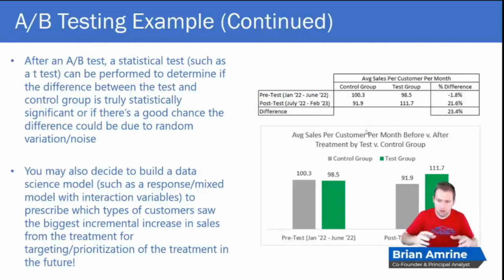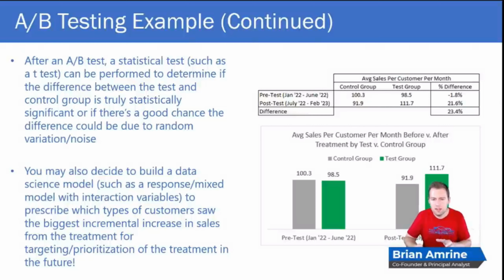We saw the over time visual, but sometimes it's nice to see things aggregated up by time period, by test group or control group. We see again during the pre-period the groups are very similar in terms of average sales per customer, and in the post-period the groups are quite different. The test group is clearly higher than the control group. So that's another way of visually showing what the impact was.